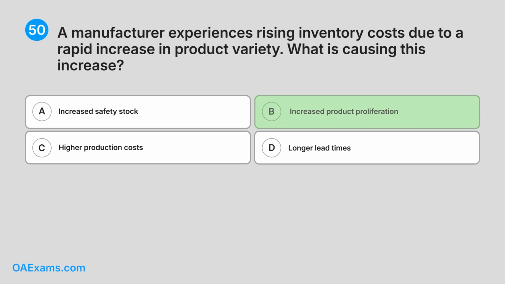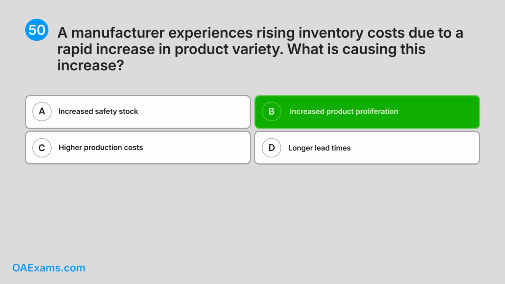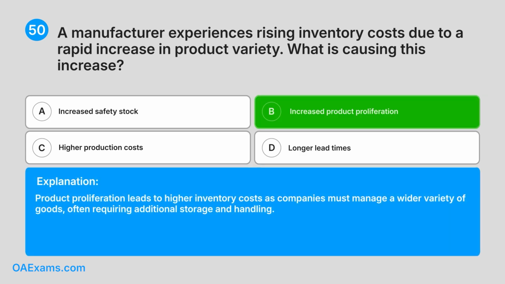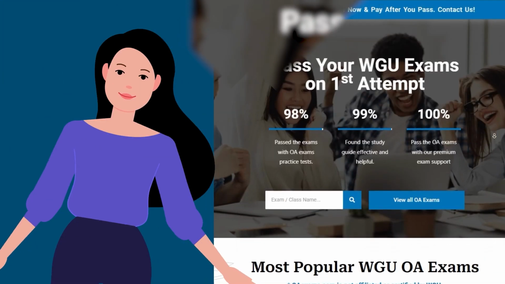Correct answer. B. Increased product proliferation. Explanation. Product proliferation leads to higher inventory costs as companies must manage a wider variety of goods, often requiring additional storage and handling. You've reached the end of our first question set.